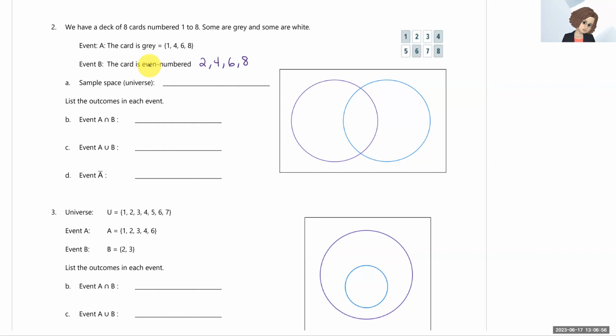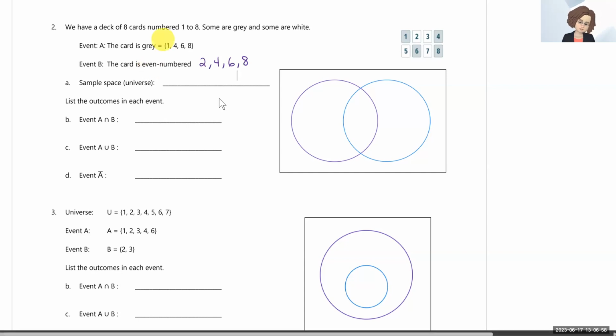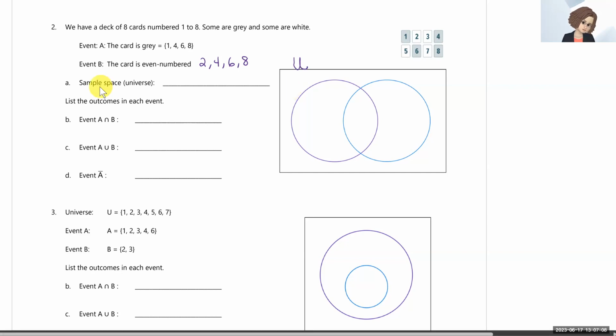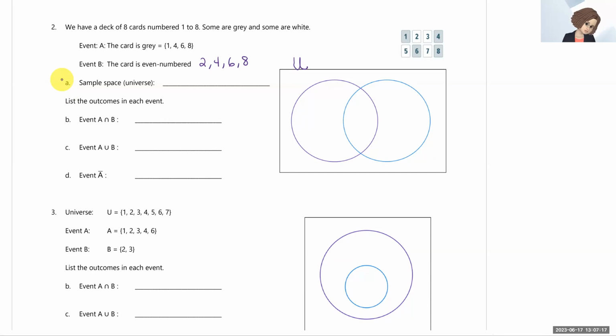We're going to start with our sample space. You'll also hear it referred to as the universe. On Alex, you might see it labeled U for universe. We're just going to list everything that is possible if we were to pick a card from the deck. So we could either get card 1, 2, 3, 4, 5, 6, 7, or 8.